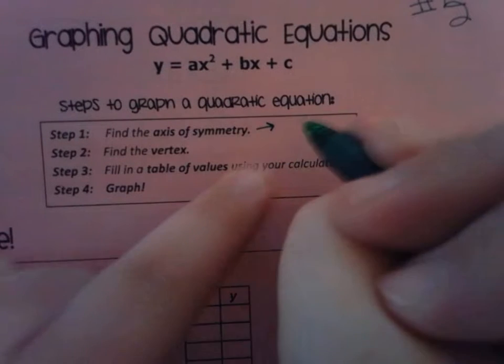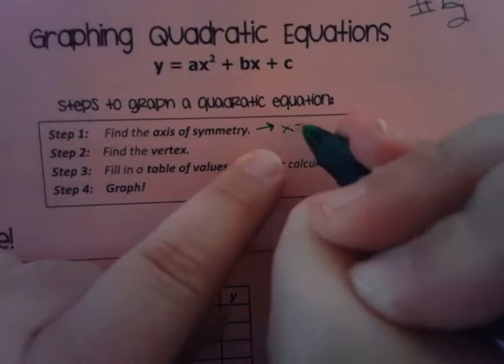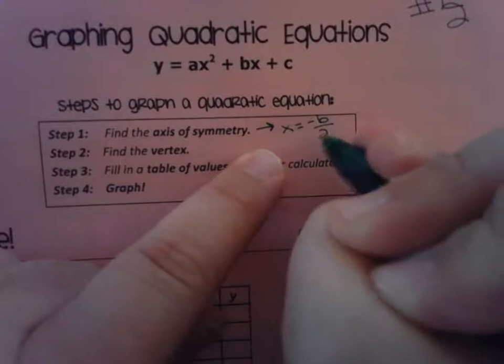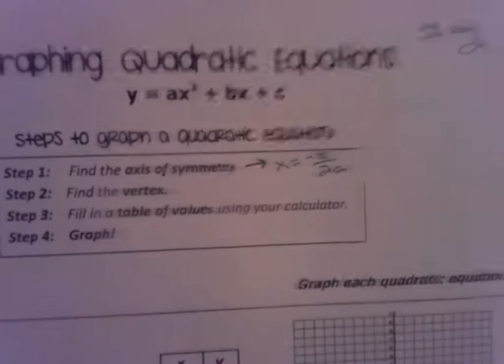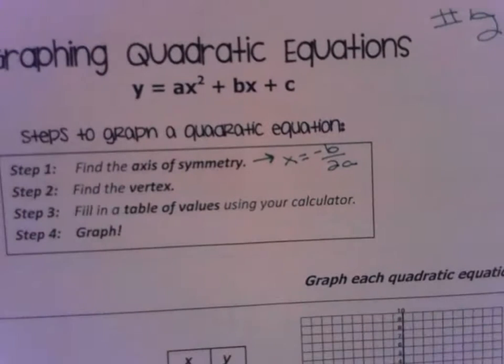Formula for axis of symmetry. Negative b over 2. Yep. x equals negative b over 2a. It has to be x equals because the axis of symmetry is a vertical line. Vertical lines always have the form x equals a number. So that's why it's x equals negative b over 2a. Okay. Now step 2.